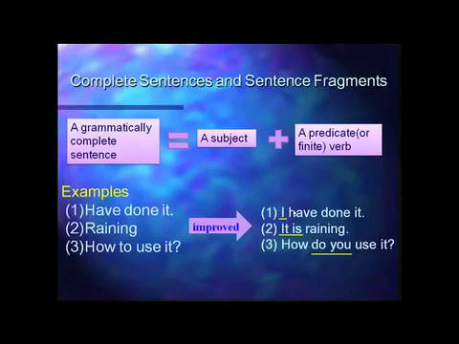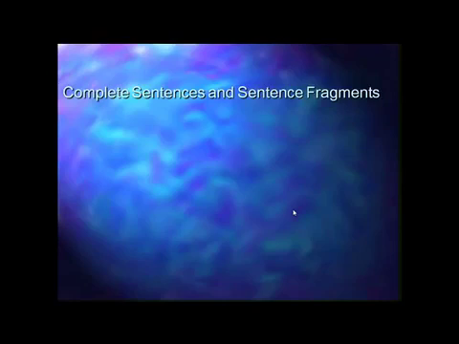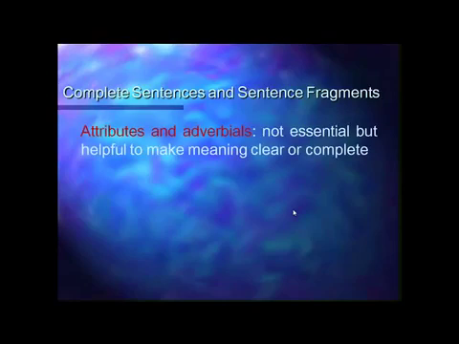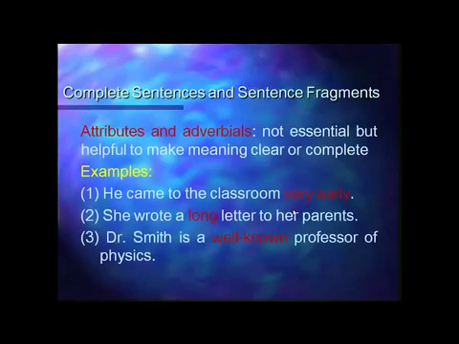In addition to the basic elements like the subject and the predicate verb, a sentence also contains attributes and adverbials, which are not essential but helpful to make meaning clear and complete. The following examples show that attributes can add colors to sentences. For instance, in the second sentence, the word long actually gives the sentence some emotions.